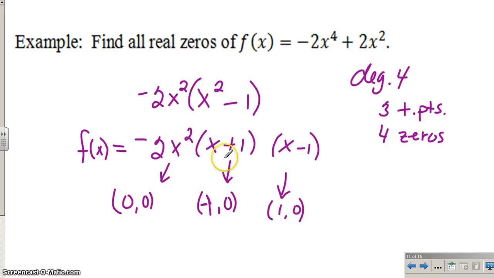This particular problem, because of this x squared, we have that double zero, 0, 0 as an ordered pair.